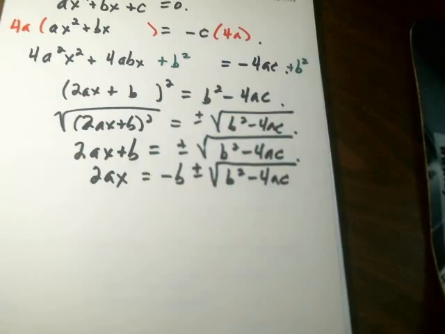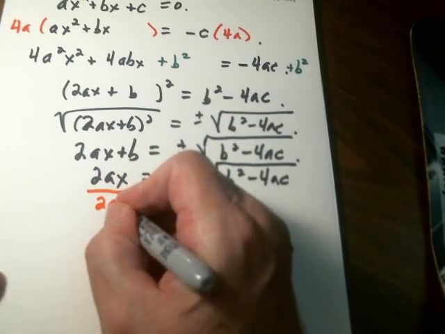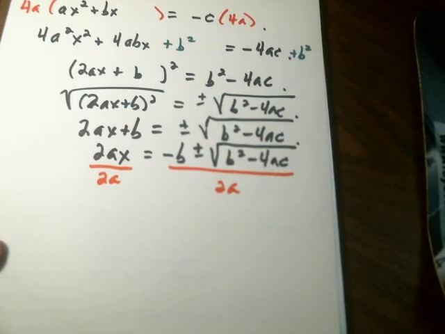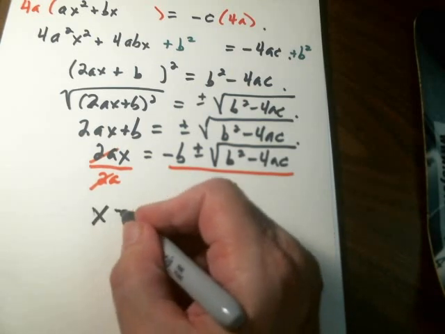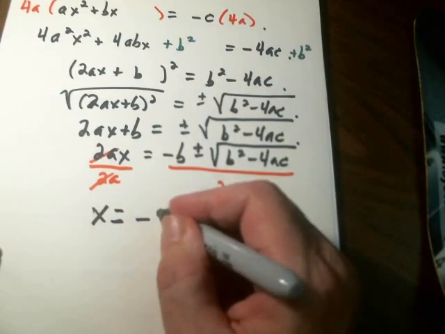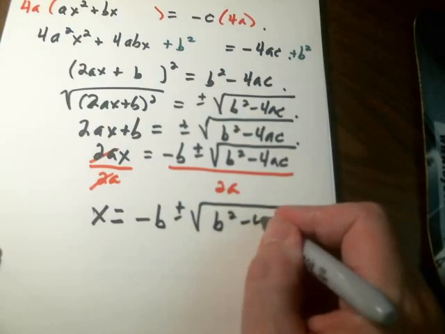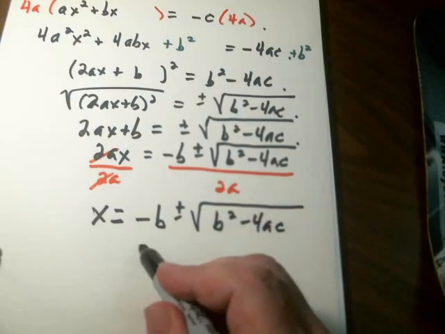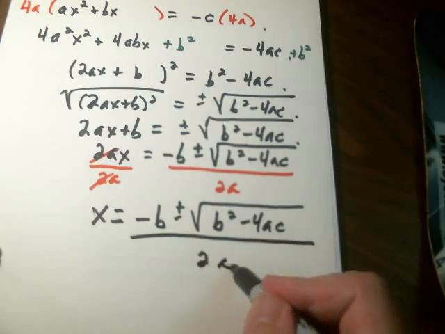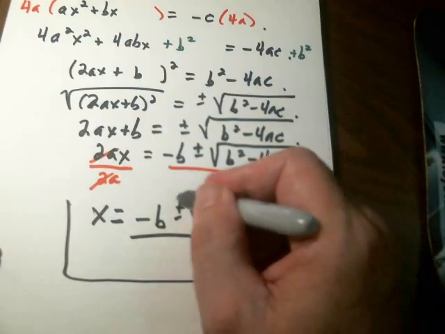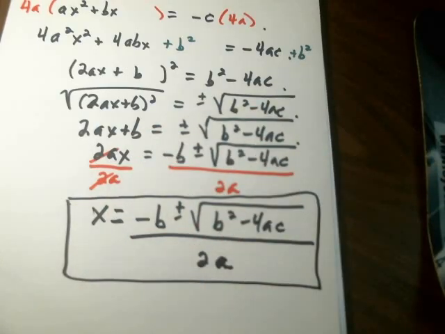We're going to divide both sides by 2a, since that's the coefficient of x. The 2a's would cancel out on the left, and we're just about done. We now have x equals negative b plus or minus the square root of b squared minus 4 times a times c, all divided by 2a. And that is the normal way, nowadays at least, the quadratic formula is stated. And we are done. Thanks.